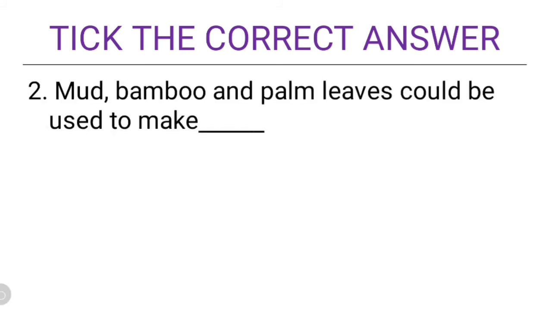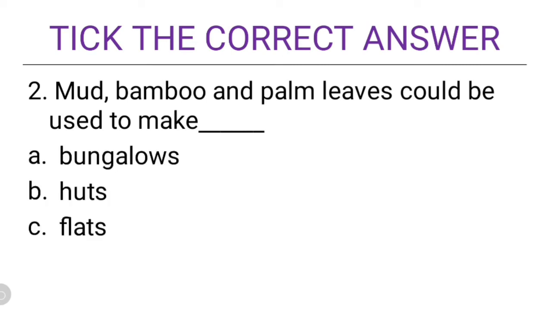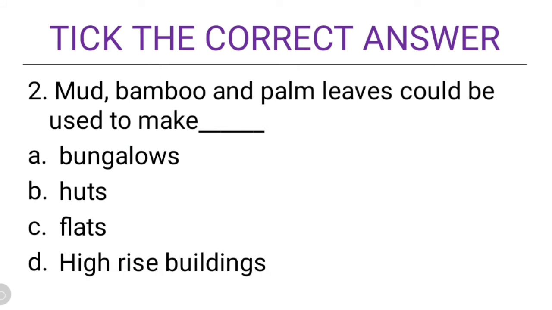Let us see the next question. Mud, bamboo and palm leaves could be used to make dash: bungalows, huts, flats and high-rise buildings. So what do you think is the correct option? Correct option is huts.